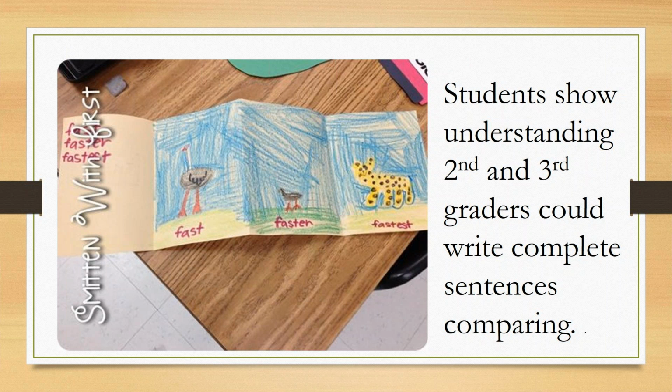Finally, they'll open the page all the way to reveal a drawing of many snakes, but one will be the largest of all. So the sentence might be, the yellow snake is the largest of all. Now looking at the picture, you can see that here for 1st grade, they're just comparing animals that are fast, faster, and fastest. So you can see the writing is adapted to the appropriate grade level.